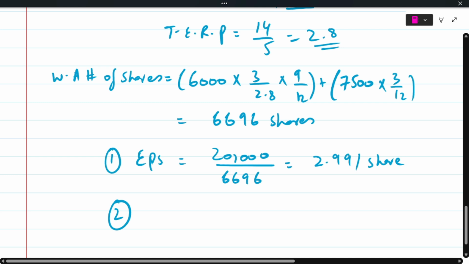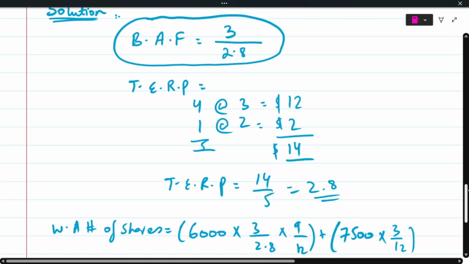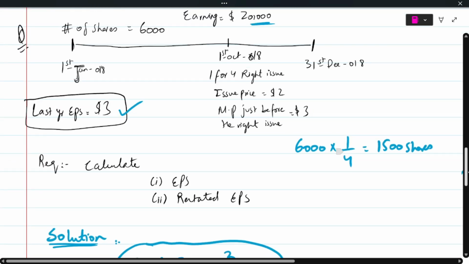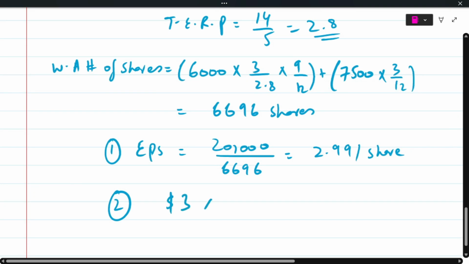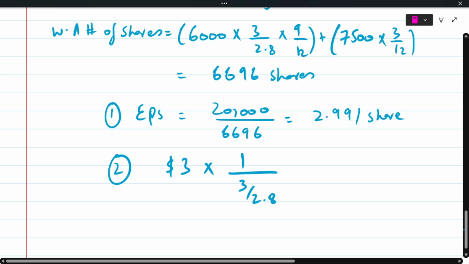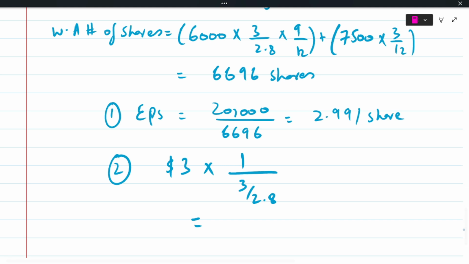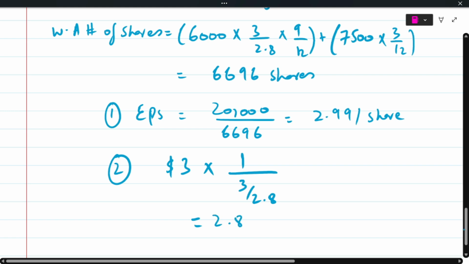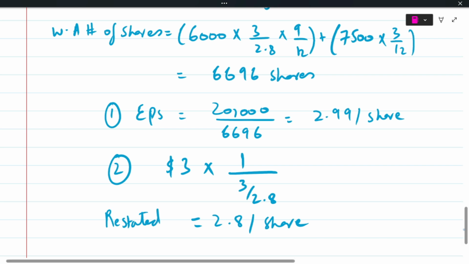Like I told you guys, this was the first requirement of the question, but there is a second requirement, which was to calculate the restated EPS, right? Restated EPS, you guys know the formula. You take the last year EPS, which is $3 given to us in the question, and you multiply it with 1 over the bonus adjustment factor, which was 3 over 2.8, right? So $3 into 1 over 3 over 2.8 gives me 2.8 per share. That's my restated EPS.